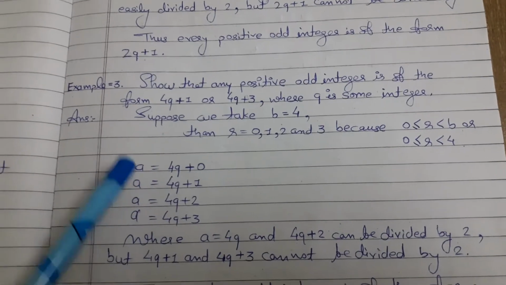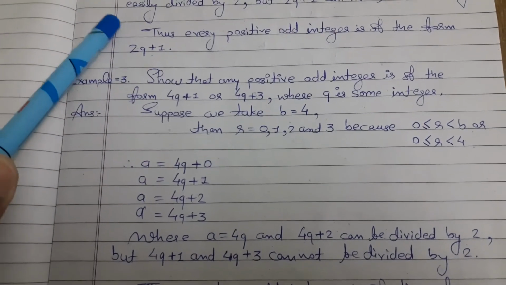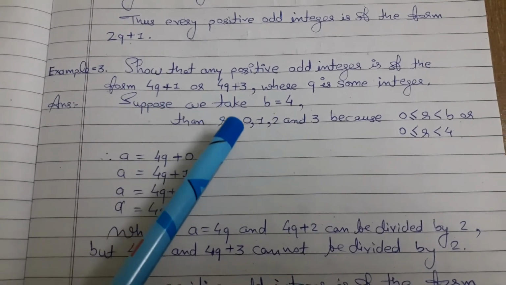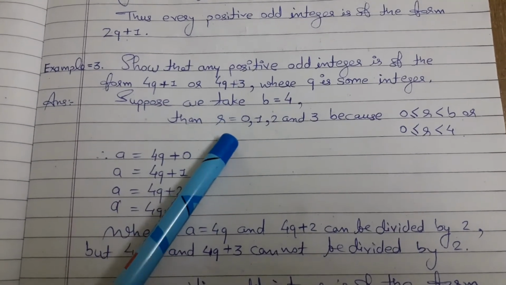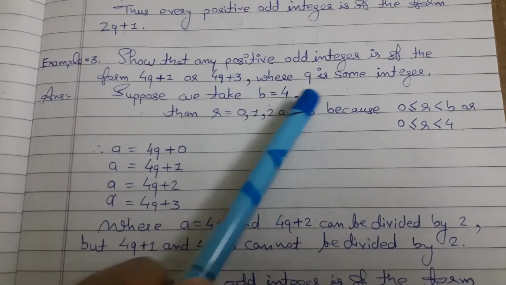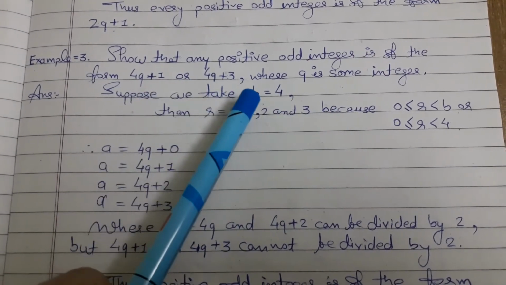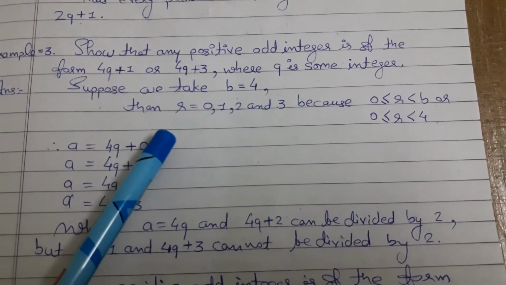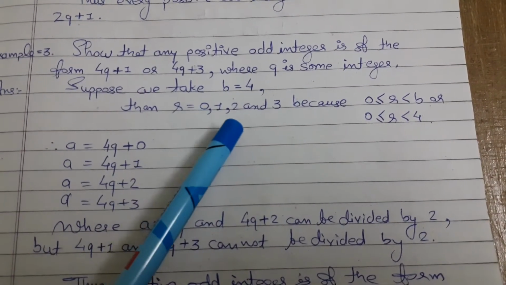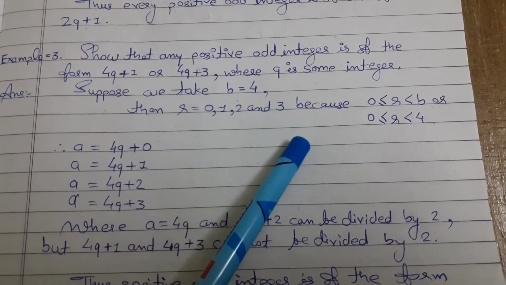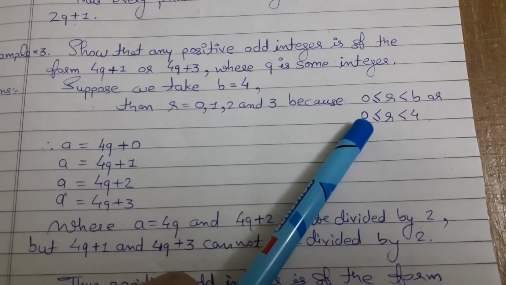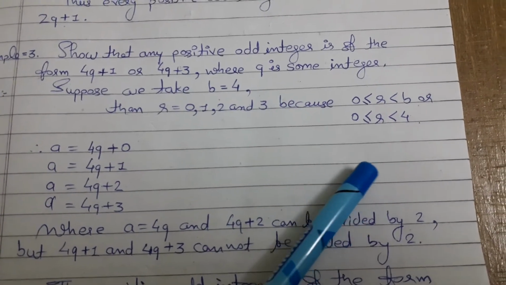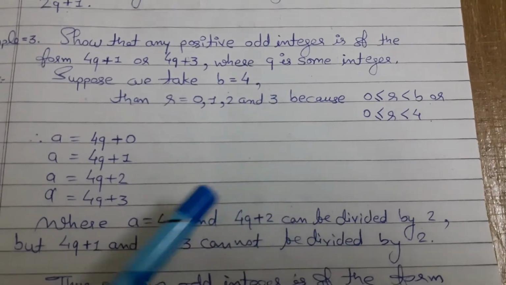Third question is in the same pattern as question number 2 that we have discussed earlier. Here you have to prove 4q plus 1 and 4q plus 3. Show that any positive odd integer is of the form 4q plus 1 or 4q plus 3, where q is some integer. Here we take b is equal to 4, then r is equal to 0, 1, 2 and 3, because we know the condition that 0 is less than or equal to r is less than b, or 0 is less than or equal to r is less than 4.